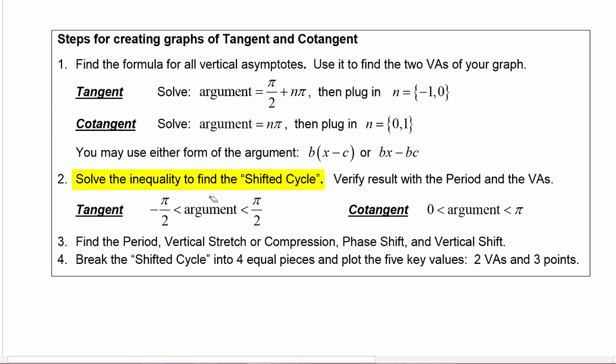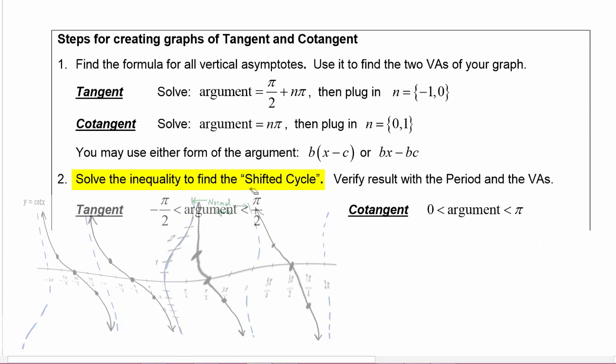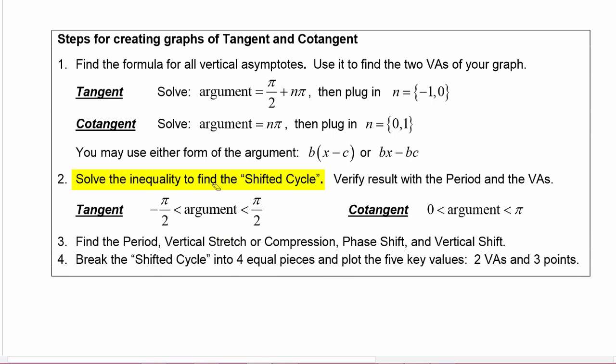Second, you'll solve the inequality to find the shifted cycle, just like we did for sine and cosine. Now here's a big difference though. Tangent and cotangent don't go 0 to 2 pi like sine and cosine did. Tangent, if you remember, goes from negative pi over 2 to positive pi over 2, where cotangent goes from 0 to pi. So that's a difference. And again, anywhere you see the argument, you can use the factored or unfactored form.